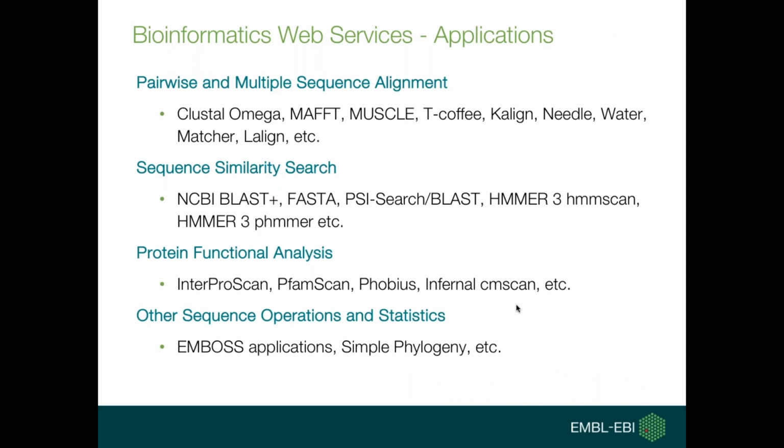So to give you an overview of the applications that are provided with Job Dispatcher, you can see here listed, we provide a number of different pairwise and multiple sequence alignment tools such as Clustal Omega, MAFFT, MUSCLE, and T-Coffee, for example, as well as sequence similarity search tools such as NCBI BLAST, FASTA, and also later added HMMER3, hmmscan, and PSI-Search tools. We provide also functional annotation of protein sequences with InterProScan, Pfam scan, and others, as well as other sequence utilities, mostly from the EMBOSS package of applications.